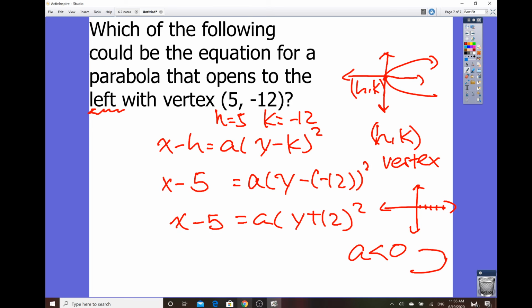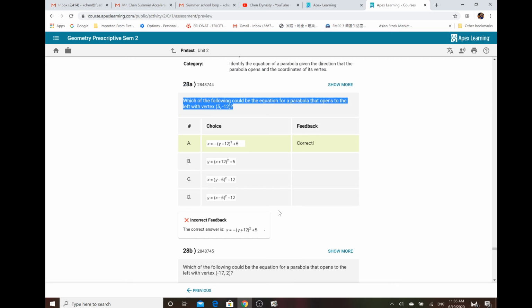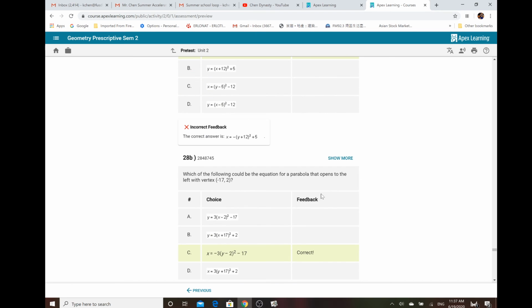Now going back to the solution, what we found here, the answer would be A. As you can see, the value of A is negative. So instead of setting up the equation, you can just tell what the value of A is. If A is negative, that means the sideways parabola is facing to the left. If the value of A is positive, that means the sideways parabola is facing to the right.